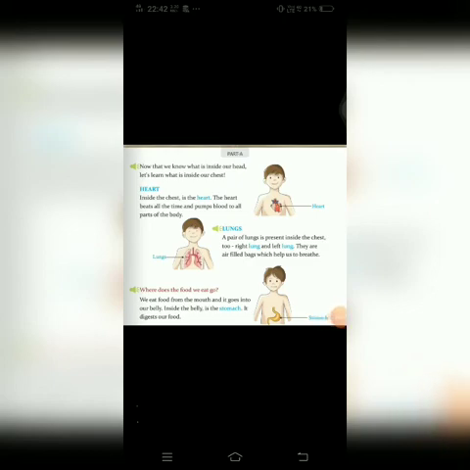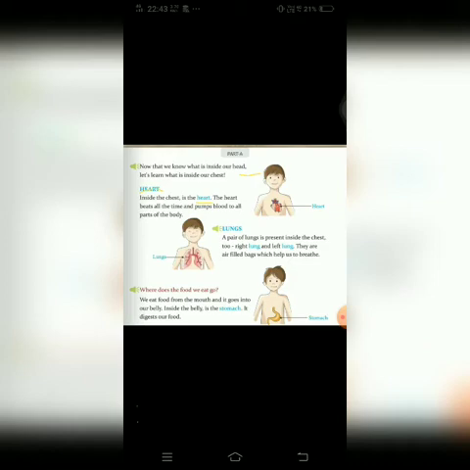Now that we know what is inside our head, let's learn what is inside our chest. So children, we have learned about the functioning of the brain. Now we will study what is inside our chest. Heart. What is written here? Heart. Inside the chest is the heart. Inside the chest we have our heart.